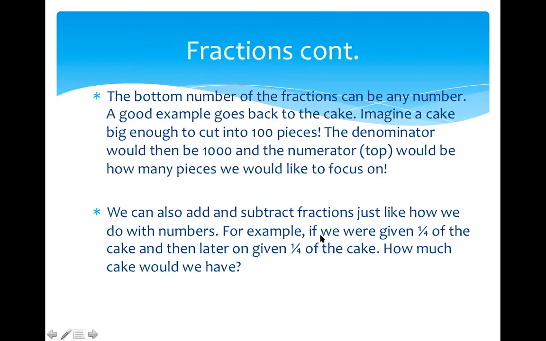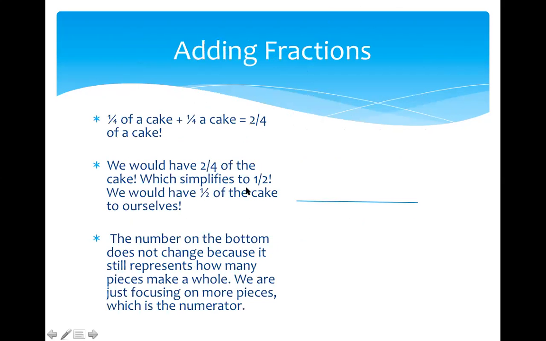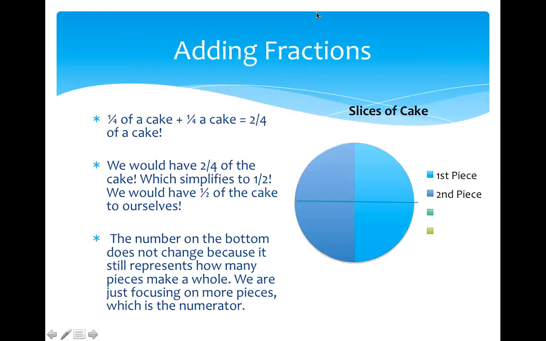So if a person got 2 pieces, we would have 2 out of 4 pieces of cake, because 1/4 of a cake plus 1/4 of a cake equals 2/4. And that simplifies to 1 out of 2 because 2 divided by 2 is 1, and 4 divided by 2 is 2. So that means we have half the cake, as you can see in the visual on the right. So we were given 1/4 of the cake.